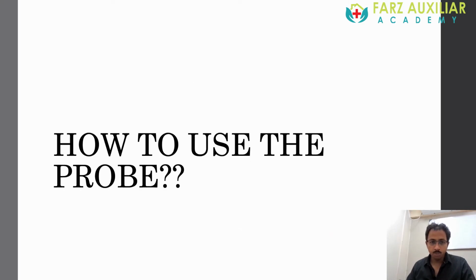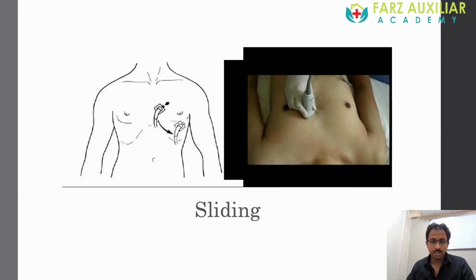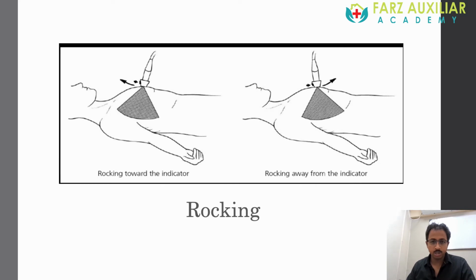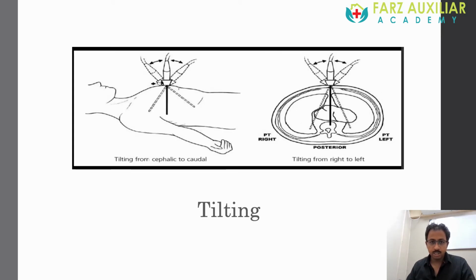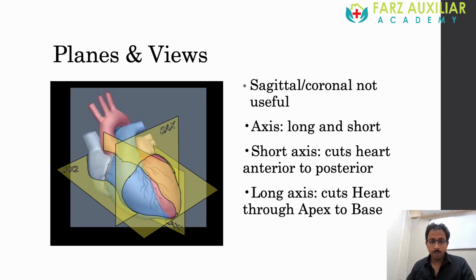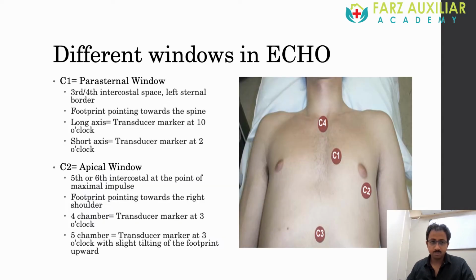Now how to use the probe? It's more of a practical thing, and as you all know, we can slide the probe, we can rotate the probe, we can rock the probe, so that we can identify the structure in a better way and the best possible view can be obtained. Now coming to the planes, mainly the short axis and long axis views. In the short axis, the heart is cut anteroposteriorly, and in the long axis the heart is cut from apex to base.